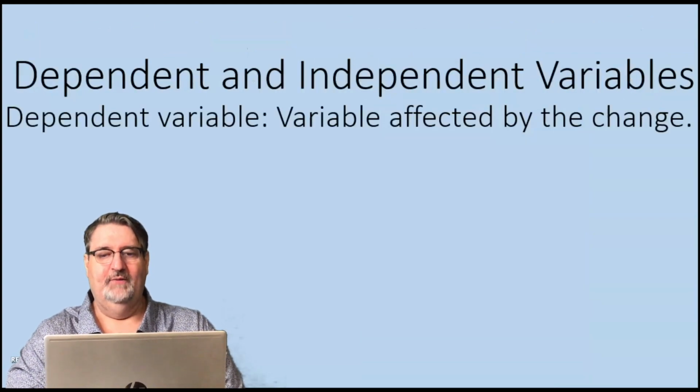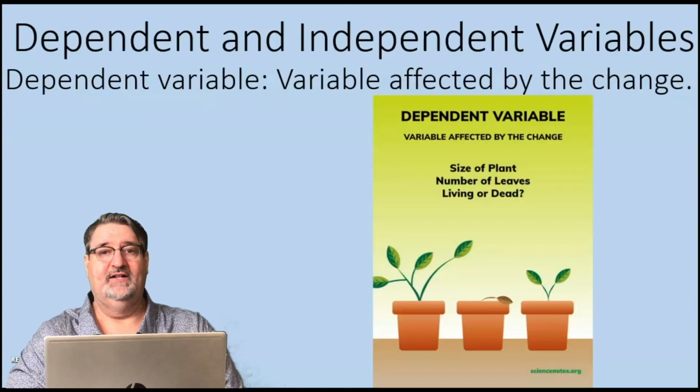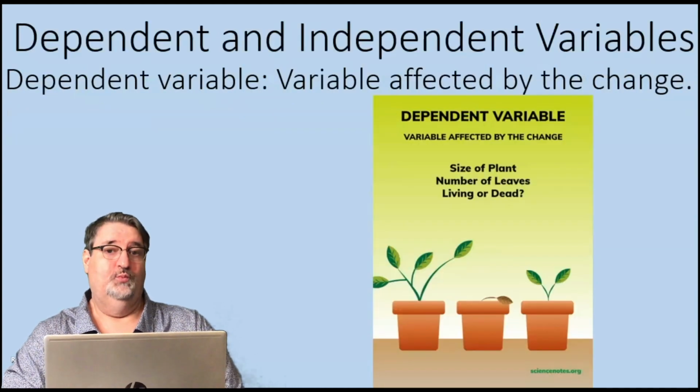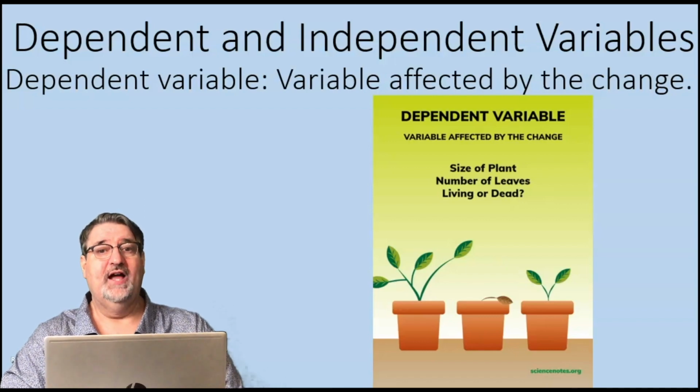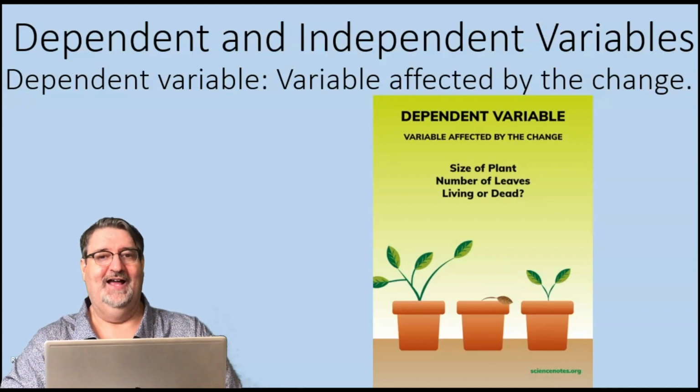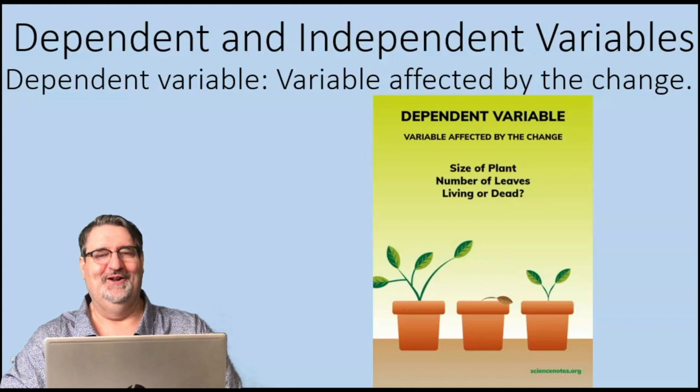The dependent variable is the variable that is affected by the change, such as when you're adding water, are you adding enough that the size of the plant changes? Or you could count the number of leaves that are growing on the plant. Or is your plant dead now and it's not receiving enough water? So that could be a dependent variable.